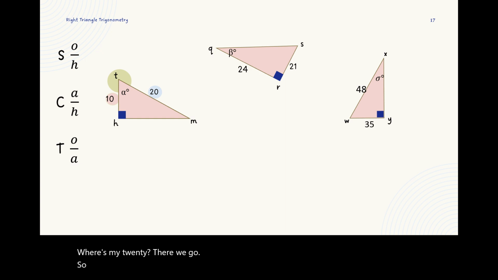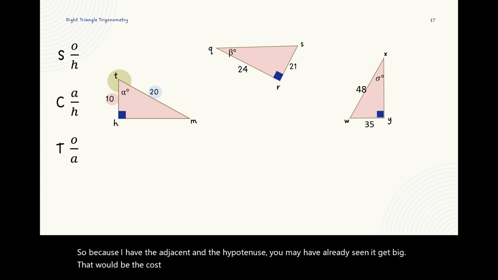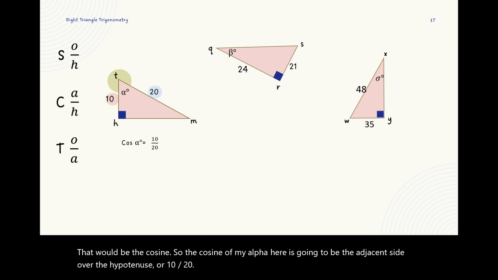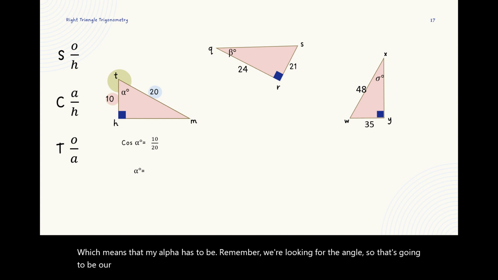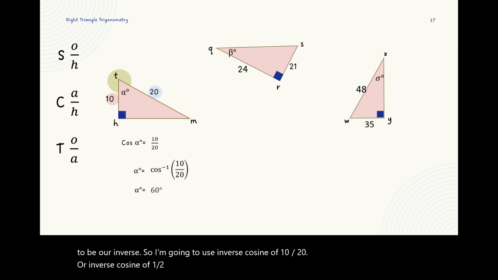Because I have the adjacent and the hypotenuse, you may have already seen it. That would be the cosine. So the cosine of my alpha here is going to be the adjacent side over the hypotenuse, or 10 over 20, which means that my alpha has to be, remember we're looking for the angle, so that's going to be our inverse. So I'm going to use inverse cosine of 10 over 20, or inverse cosine of 1/2, which is indeed 60 degrees. That gives me the value of the angle at alpha.